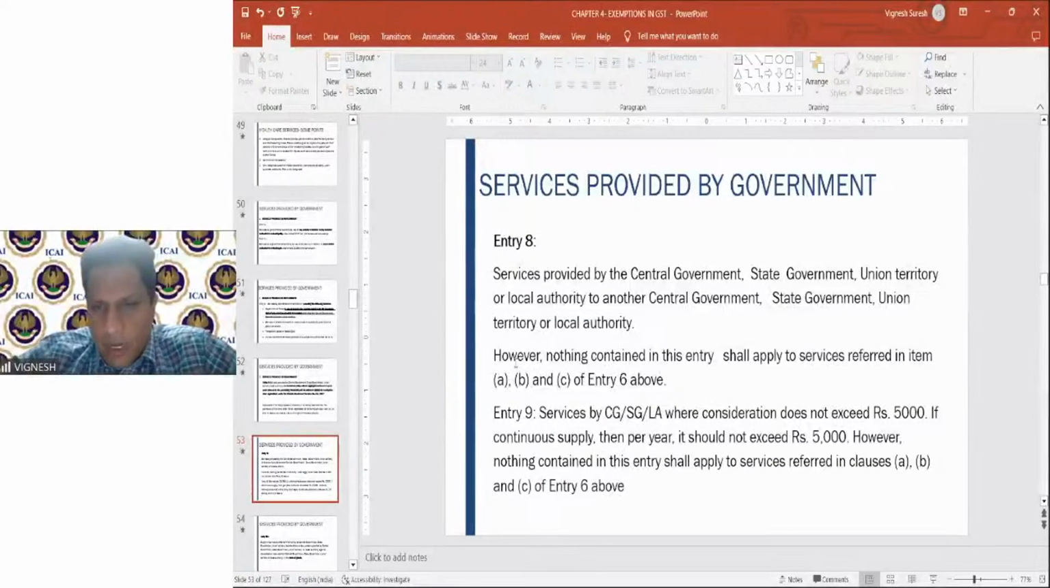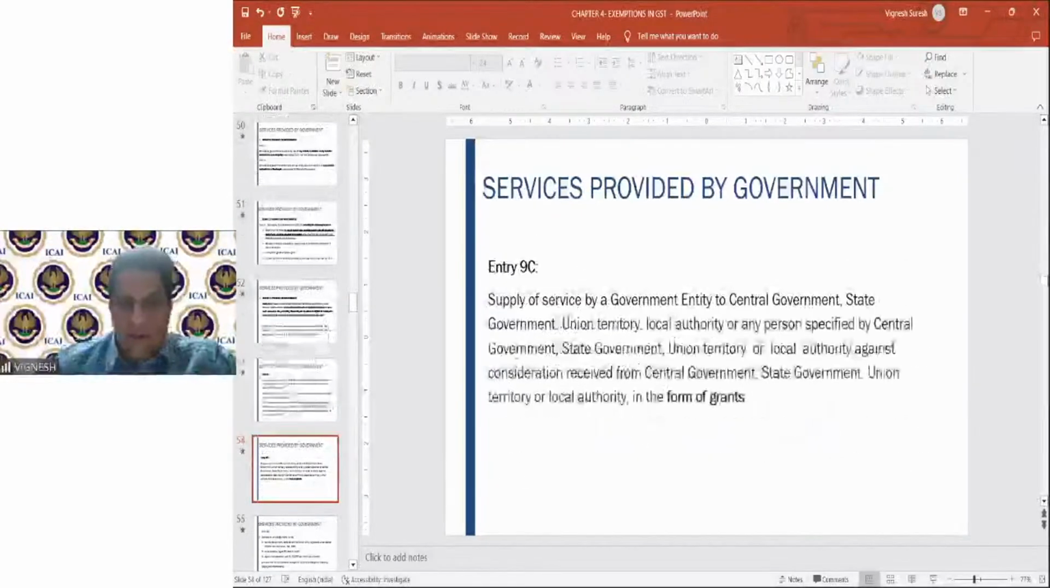And services, these are also pretty similar. Please go through it. Services by the central government, state government, where consideration does not exceed 5,000. It can be your stamp duty, it can be your license fee, registration fee, all that is covered here. Then supply of service by government entity to central government, state government, etc. in the form of grants. Any grants are given for that, any services are given by the government entity to the central government.